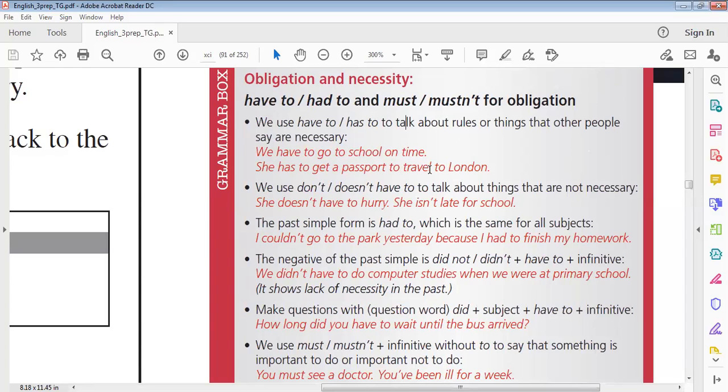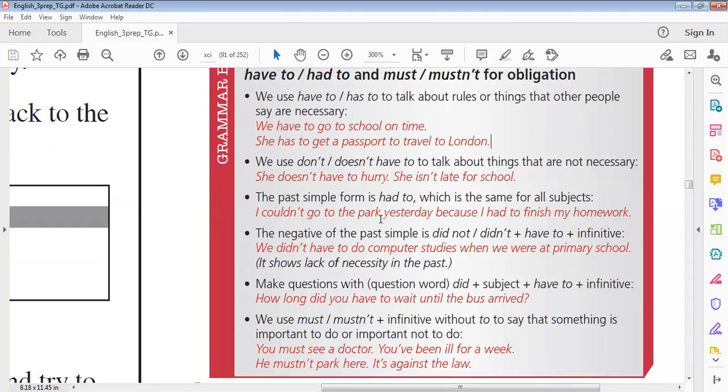She has to get a passport. She has to get a passport to travel to London, as this example. So it's a rule, it's a must to do something. And this is from outside, you know. And if you want to talk about something which is not necessary at all, you will use don't or doesn't. Like this example, she doesn't have to hurry. It's not important, it's not necessary at all. She isn't late for school.